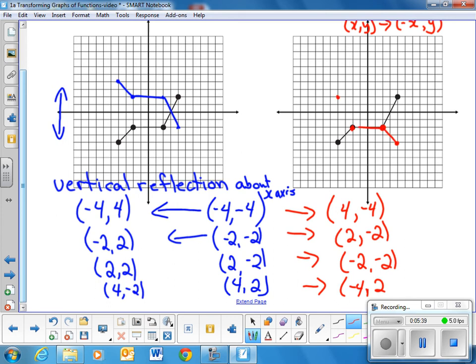Let's connect them and see what we end up with. This time, our graph is being reflected in this direction. This point has moved over here. This point has been reflected this way. So we call this a horizontal reflection. And which axis did it flip around? It's about the y-axis.